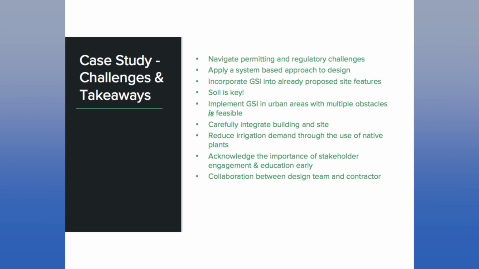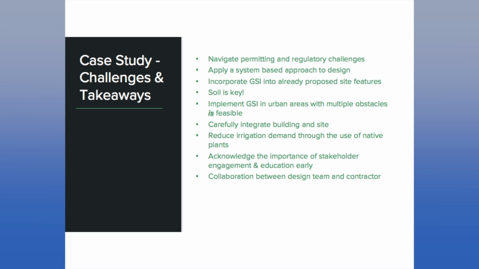Reducing irrigation demand through use of native plants. Some of these are more obvious than others. I would hope at this point, if you're in the environmental field, you understand the importance of native plantings. If not, please visit the literature review in the back of this book. There's plenty of information for you.